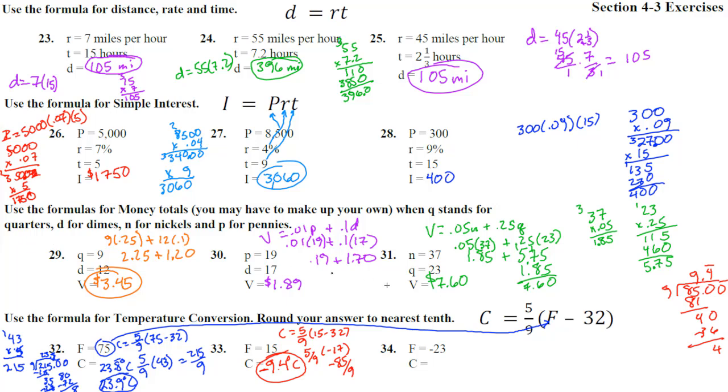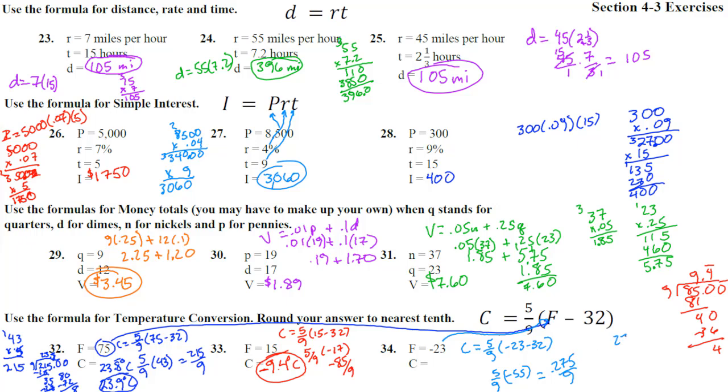And the last one, negative 23. So we're going to put that negative 23 right there and have Celsius is going to be 5/9 times negative 23 minus 32. That's negative 55. So 5/9 times a negative 55. 5 times negative 55 is negative 275. So negative 275/9. We could leave it as a fraction like that, but I think it's better to turn it into decimals so other people could understand us.